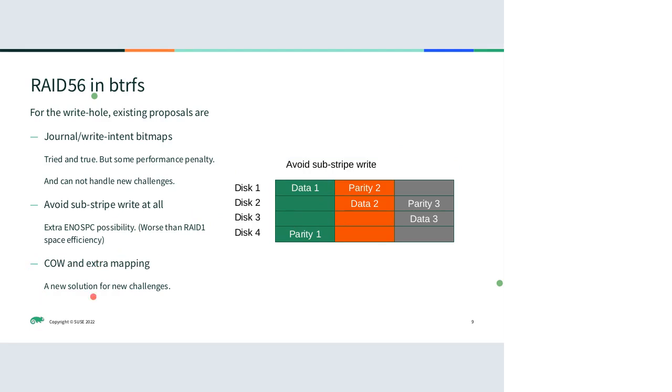Another way is to do some extra CoW and the extra mapping. This is a new solution for the new challenge. So I will talk about it later. Yeah, so new challenges will be the last part.